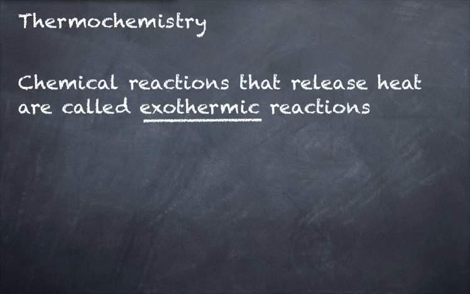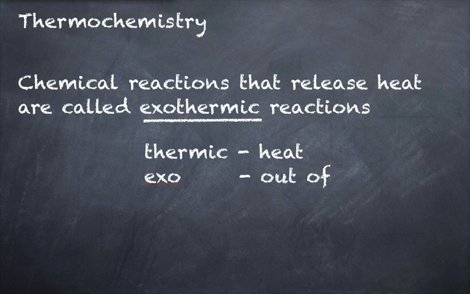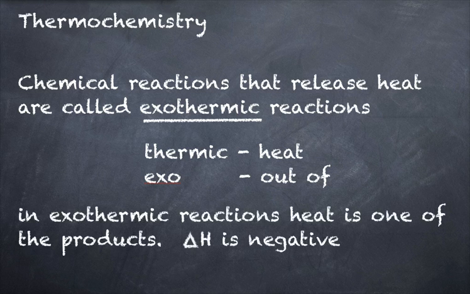So let's look at some specific terms. If it gets hot at the end, you're going to have what's called an exothermic reaction. Exo means out of, and thermic is heat. So you're going to lose heat. That means that the energy stored in the bonds is going to be less at the end, and so the heat that was stored at the beginning has to go somewhere, and it goes out of the reaction, so it's going to get hot. So we know that the delta H is negative, and heat is actually considered one of the products of that kind of reaction.